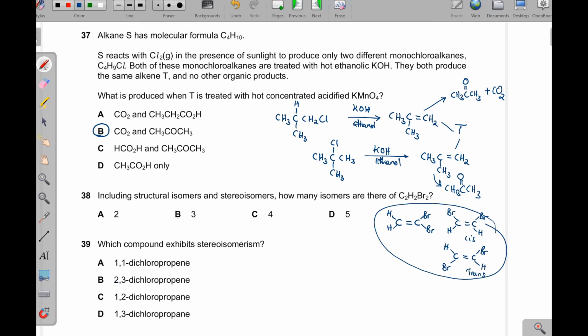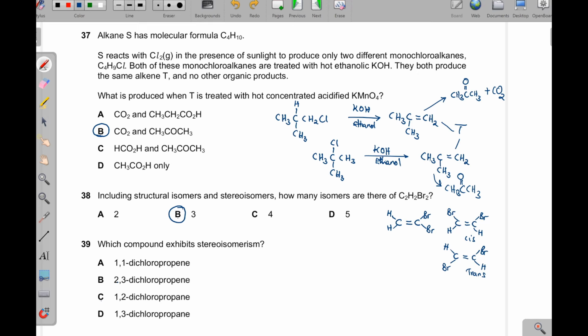And then 39, they are asking which compound exhibits stereoisomerism. So stereoisomerism, here we are looking at geometrical isomerism, which happens in alkenes. So the cis-trans. And then we also have optical isomerism, where there is a chiral center, and then we get these non-superimposable images.